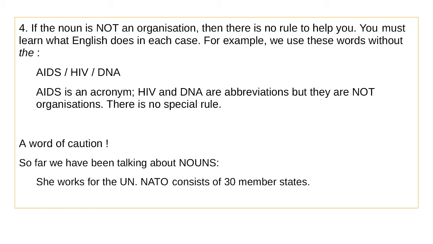So if you look at the three words there, three medical words, AIDS, HIV, DNA, you'll hear that the first one, AIDS, is pronounced as an acronym, but HIV and DNA are spelt letter by letter. They are abbreviations. None of them has the definite article. So unfortunately, if it's not an organisation, you don't know whether it's an abbreviation or an acronym. It doesn't help you decide what the correct answer is.